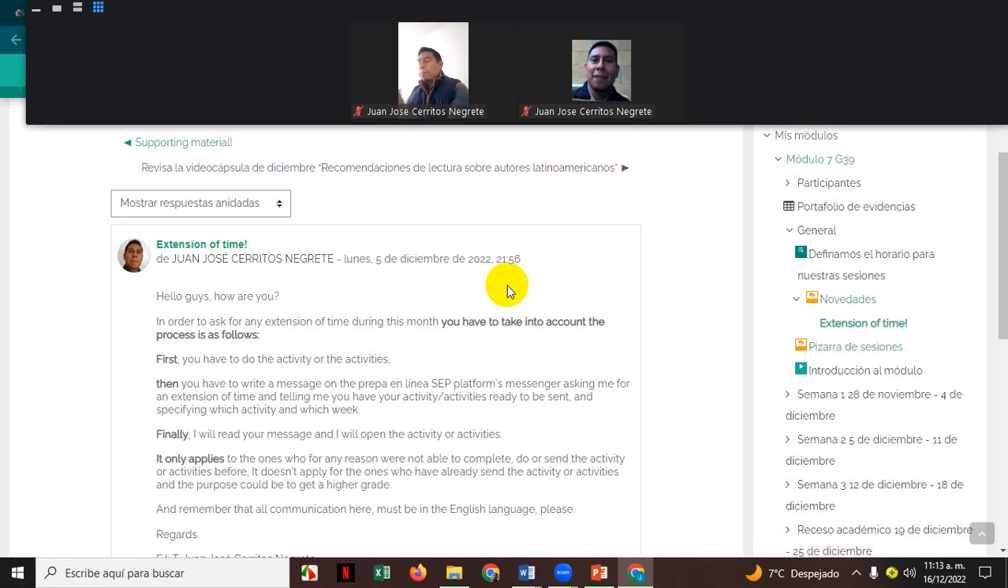Activity number 3 of week number 2, which was a happy day, and activity number 4, which was my family timeline, for example. If you haven't done those activities, you have the opportunity to ask me for an extension of time. But first you have to do the activity. Then, after you perform your activity, you have to write a message on the Prep and NESR platform's messenger asking me for an extension of time and telling me that the activity is ready to be sent, and specifying which activity and which week it was or they were.